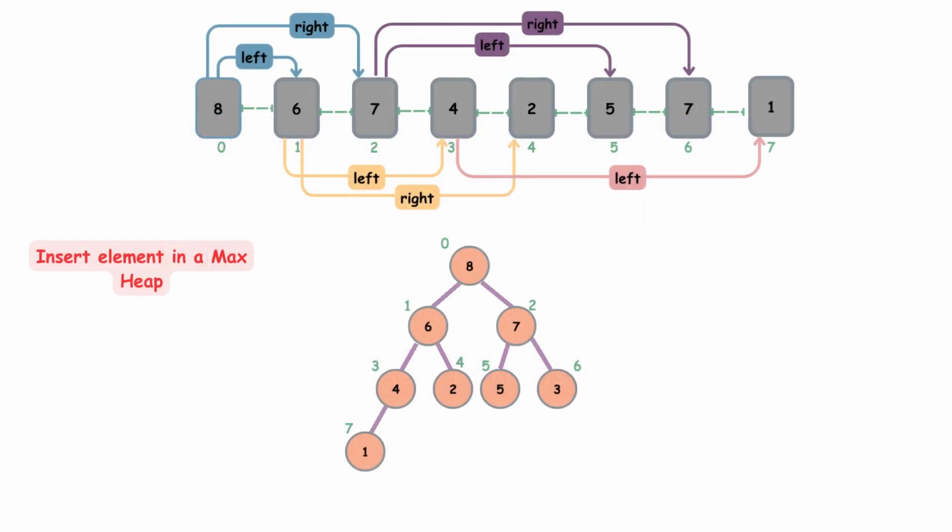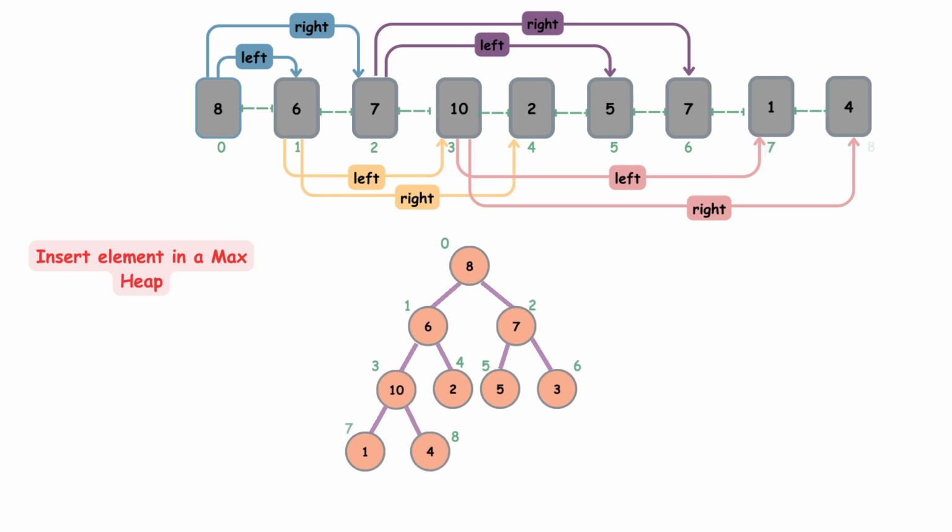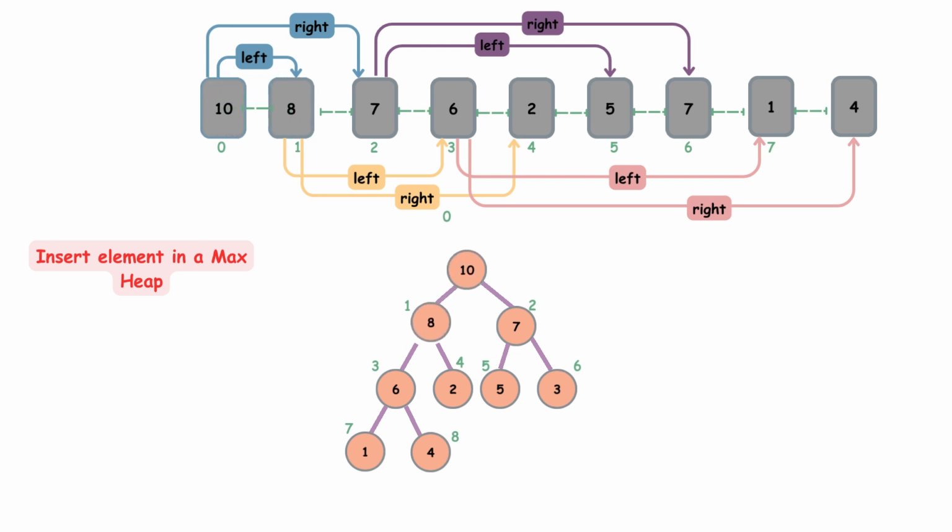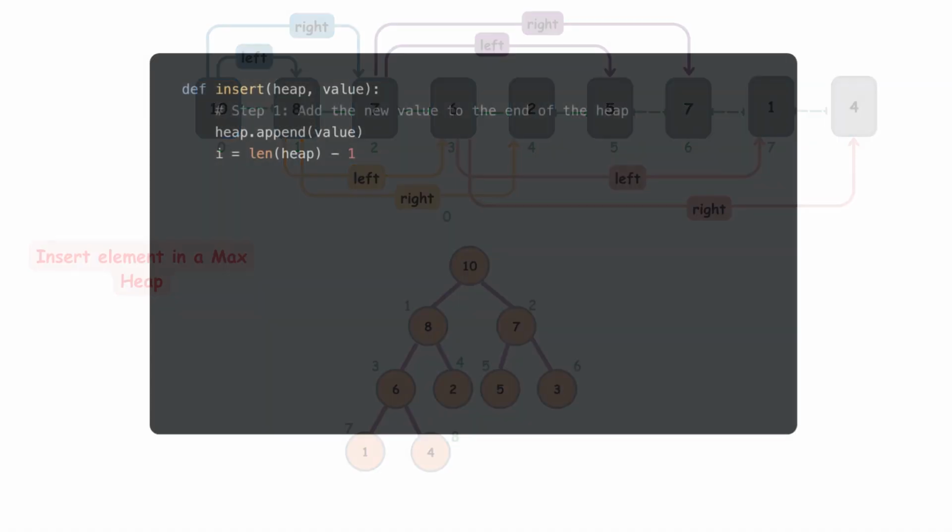Let's say we want to insert a new element 10 into a max heap. We always insert the new element at the end of the array to keep the tree complete. This adds the node as the next available leaf in the left to right order. Then we bubble up, which means we keep comparing the newly added element with its parent while restoring the heap property. Let's review the code for this now.